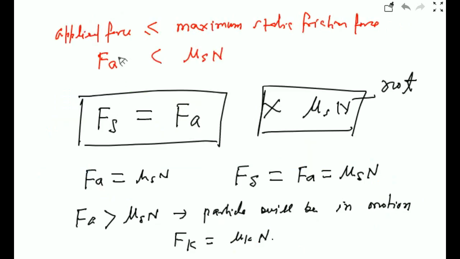So now the general formula is: if your applied force is less than the maximum static friction force, then the static frictional force is equal to the applied force, not mu s into N. And if your applied force is equal to the maximum static friction force, that means the object is about to move. At that time you can write Fs equal to mu s N, the maximum static friction force. If Fa is greater than mu s N, then the particle will be in motion, and the friction will be kinetic friction, equal to mu k into N.